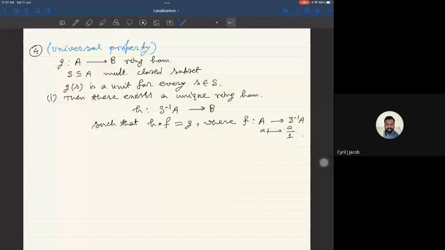We can even define this localization or ring of fractions in terms of this universal property. Whenever you have a ring homomorphism from A to some other ring B, and S is a multiplicatively closed subset, and every element of S maps to a unit, then there exists a unique ring homomorphism from S inverse A to B. This unique ring homomorphism will be an isomorphism provided you have two extra conditions.